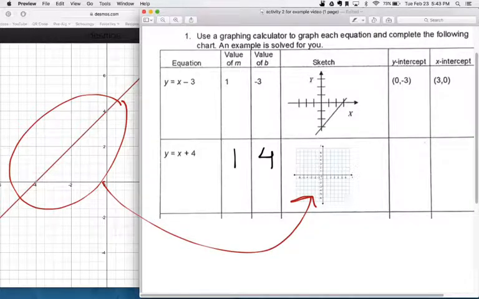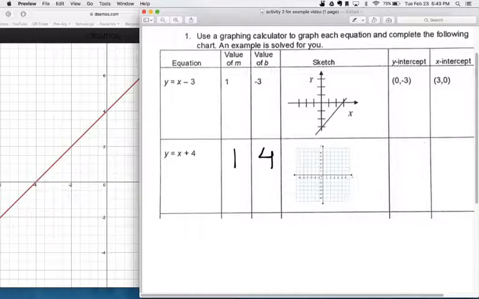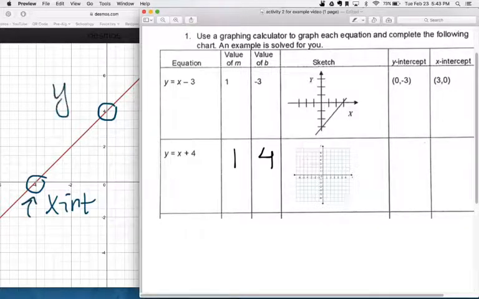A couple key points that we want to notice. If you remember, we're going to be asked for an x and y intercept. At this point, we might as well find those, because if we can find those, it'll help us graph it. It gives us 2 points to follow. My x-intercept is where it crosses the x-axis. The y-intercept is where it crosses the y-axis.